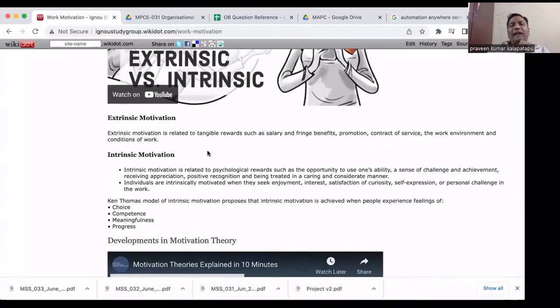So the same classification is there even in job satisfaction, if you remember, right? Anything which is external is extrinsic. That means any tangible reward. So basically, you are getting a salary, which is extrinsic. You are getting a promotion, which is extrinsic. Intrinsic is something which is internally generated, right?